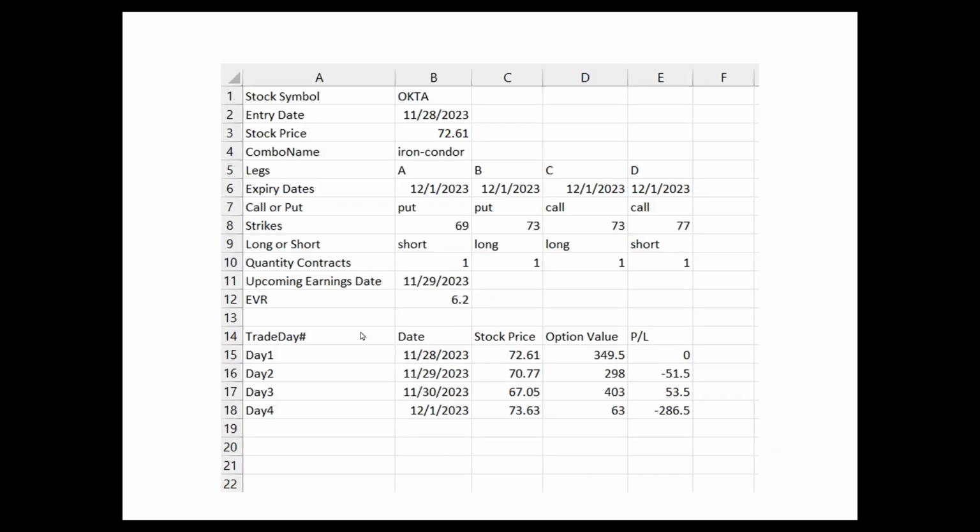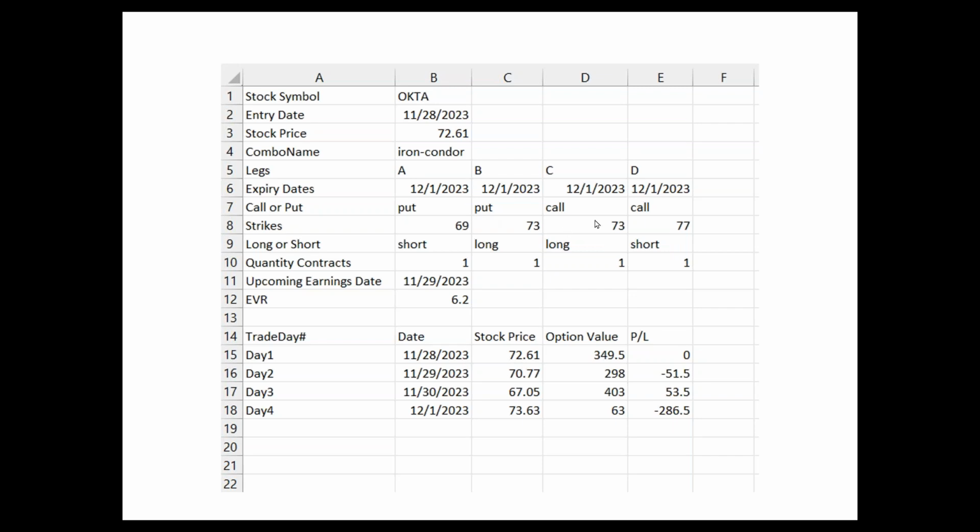So let's see, yeah. Well, anyway, here's what I did. I went ahead and I put the trade into OptionSlam's backtesting tool to see how that trade turned out. All right, so here it was, November 28, 2023, the day of the last webinar. The stock was trading for about $72.